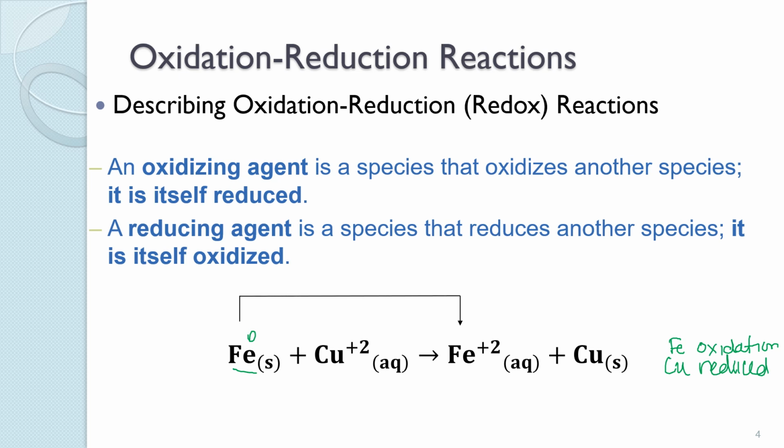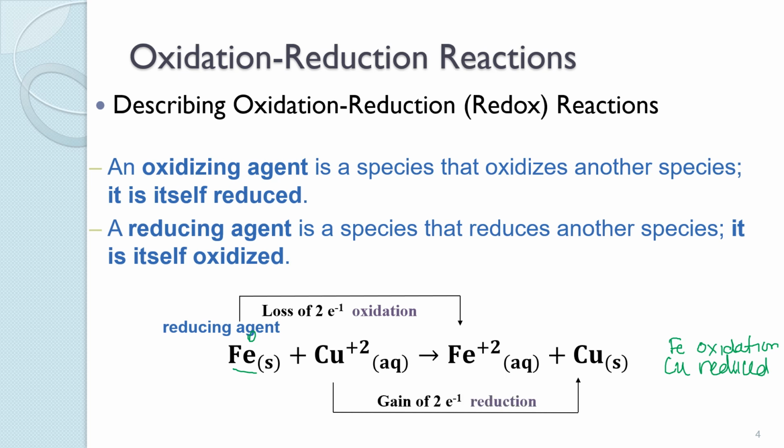So again, iron is going from 0 to +2, so it's losing 2 electrons, so it is oxidation. And so iron is the reducing agent. The copper ion is being reduced because it's gaining 2 electrons, and so it is the oxidizing agent.